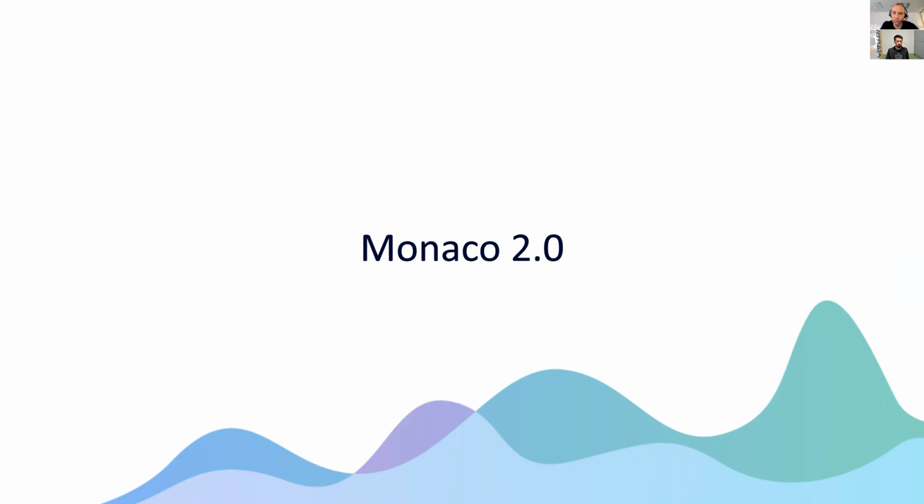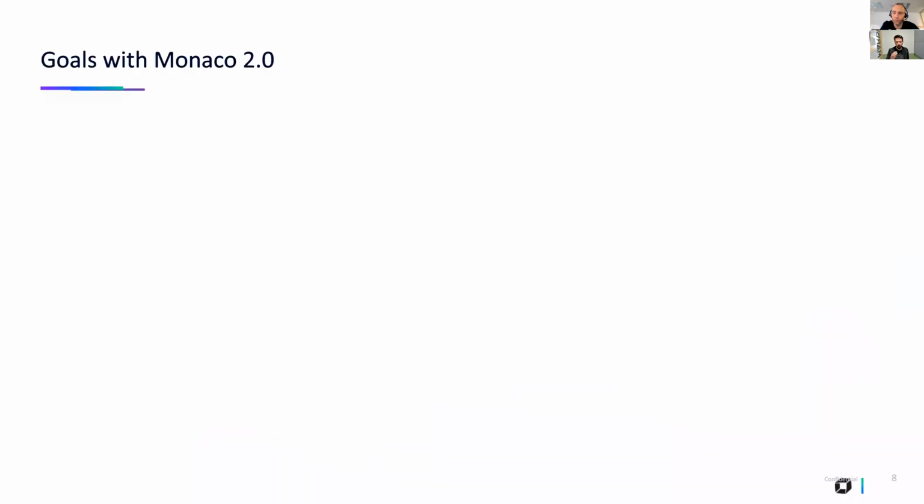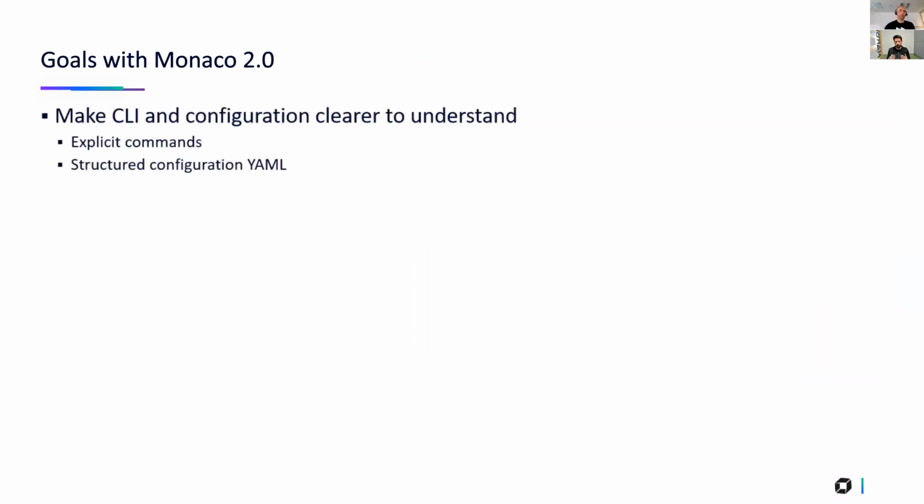You saw before, I'm going to make some assumption that you have an idea of how V1 looks. We're also going to look at it a bit more in the demo. We had, I would say, 3 main goals with 2.0 of Monaco. The main one being making the CLI usage and the configuration clearer to understand. A lot of Monaco V1 really grew organically out of use cases.